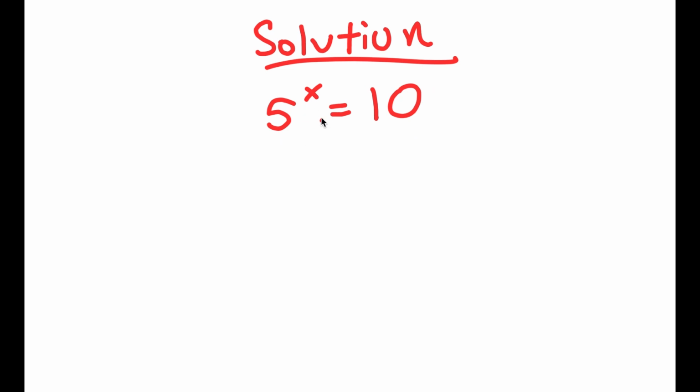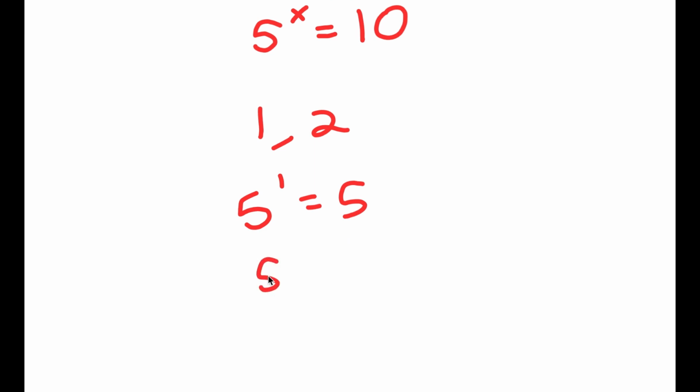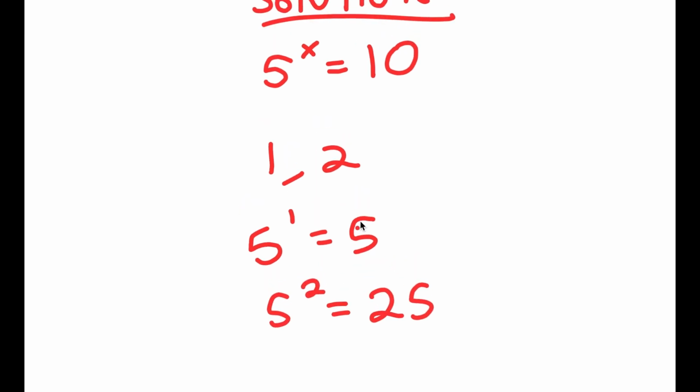And to start, you can already tell that x is going to be some number between 1 and 2. Because if you plug in x as 1, you get 5, and if you plug in x as 2, you get 25. And this means that x is going to be a decimal and not a whole number.